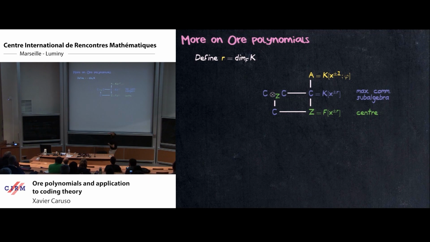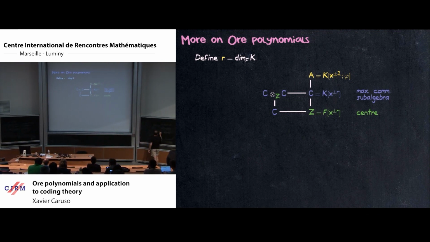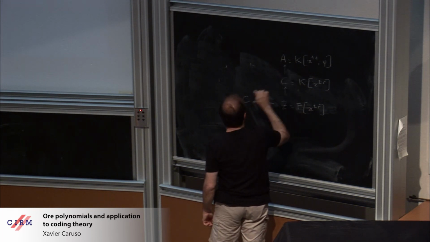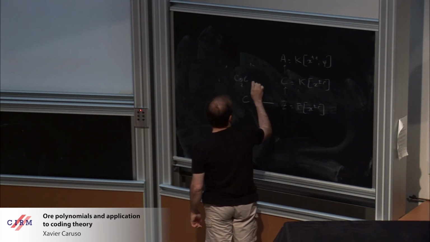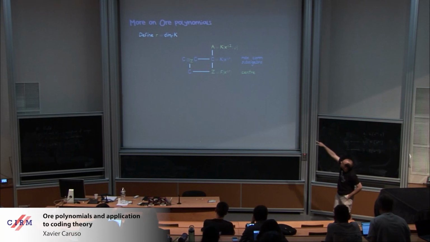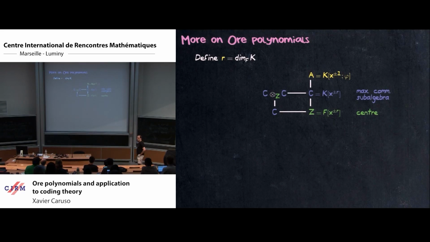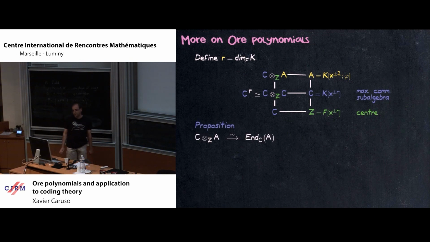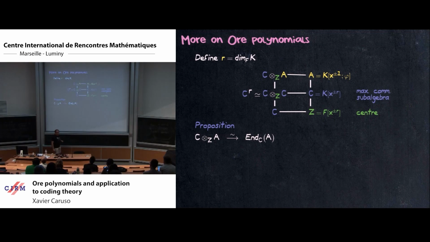So you have the tensor product. And since this C over Z is a Galois covering, because it is just obtained by extending scalars from K over F, which is a Galois extension, then C tensor C over Z just splits as a product of r copies of C, C to the r. And here you have C tensor A, and it turns out that C tensor A also has a very interesting interpretation. We have this isomorphism.